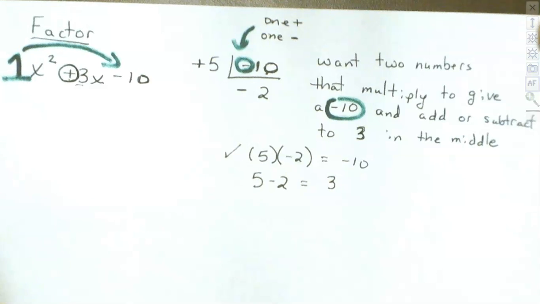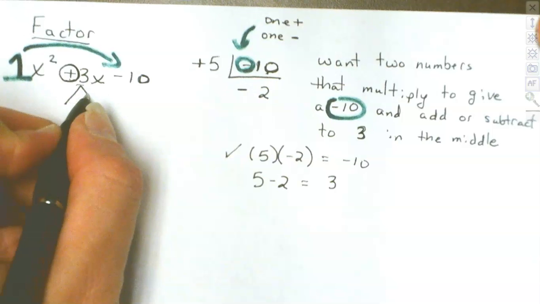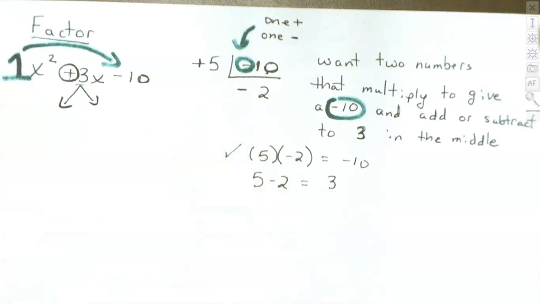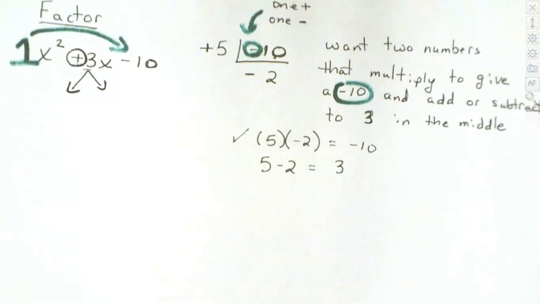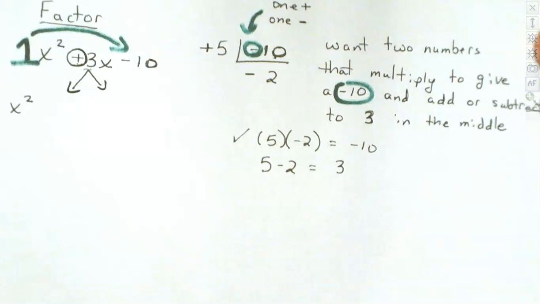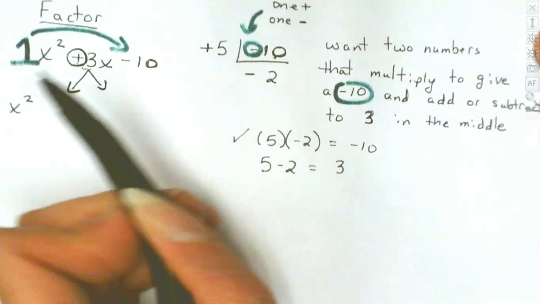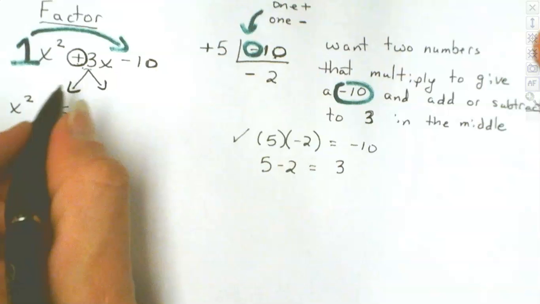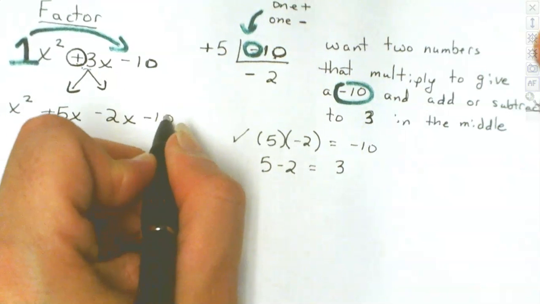Now, once we've gotten to this point, we've got our two numbers, then we take the middle and we split it up, because we're going to be factoring by grouping now. So we keep the ends alone, but what we do is we split the middle. So now we've got the x squared that comes down, and we split that 3 up into 5 and negative 2. So we split that up as a 5x and a minus 2x, and the minus 10 comes down.